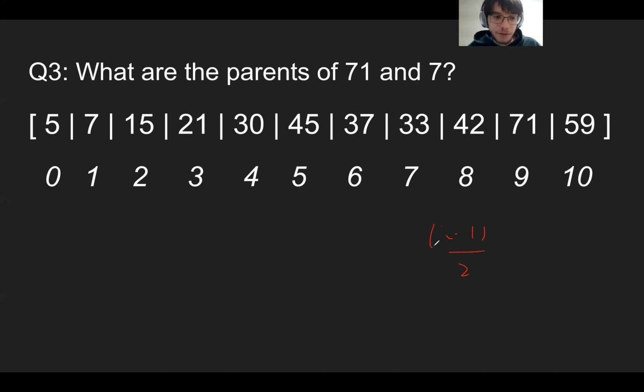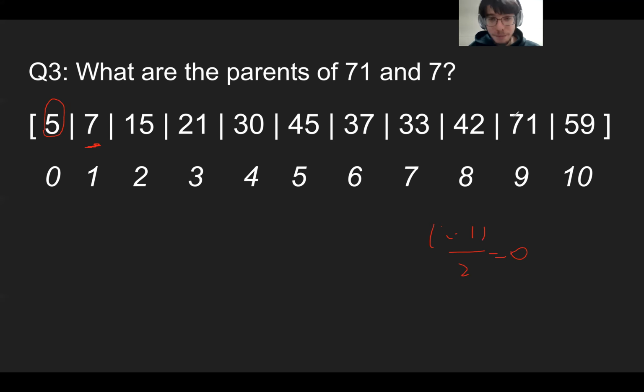And here, for 7, it's going to be (1 minus 1) over 2. And we do integer division, so even if we're at 15, that'd be (2 minus 1) over 2, 1/2, we round down. But in the case of 7, that's just 0 over 2, which is just 0. So we look at index 0, that's 5.